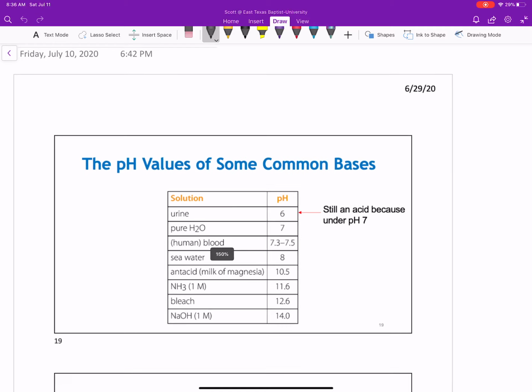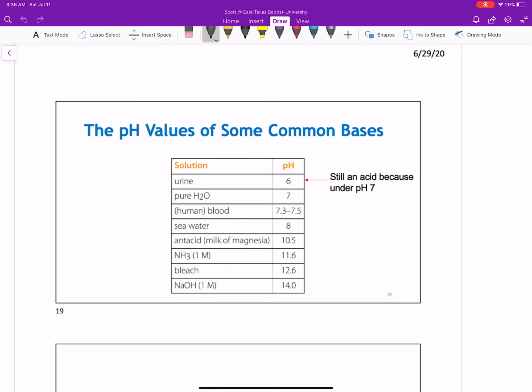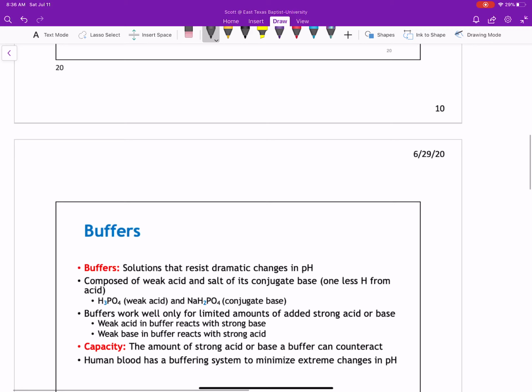So you should have gone through the pH scale, okay, to know that anything below 7 is considered an acid, anything above 7 is considered a base, and right at 7 is called neutral. Okay, so urine is acidic, human blood is slightly basic, so on and so forth. And of course, I told you that sodium hydroxide is a strong base, so it finds itself at 14 on the pH scale. Now we're going to talk about buffers.